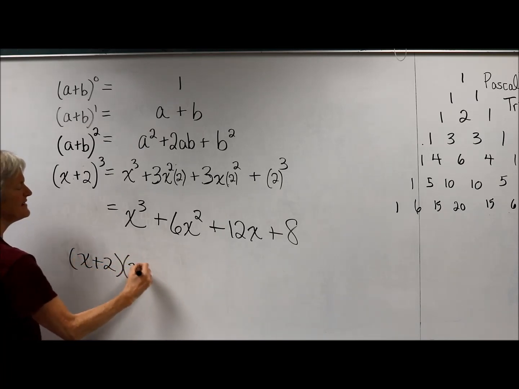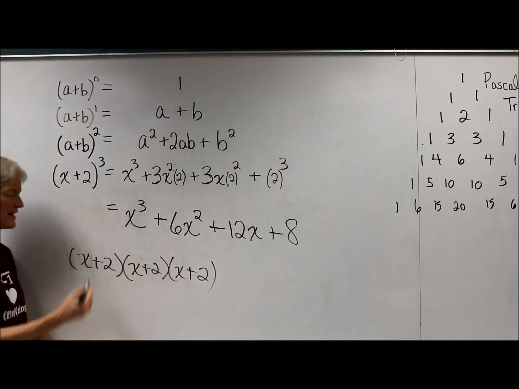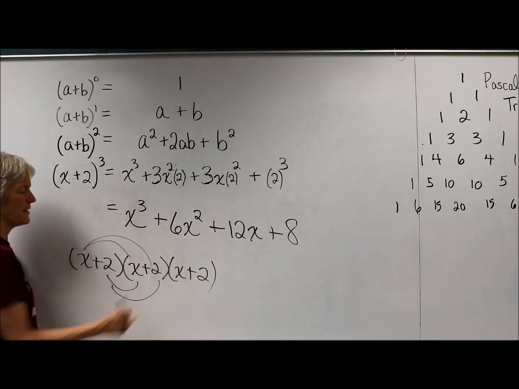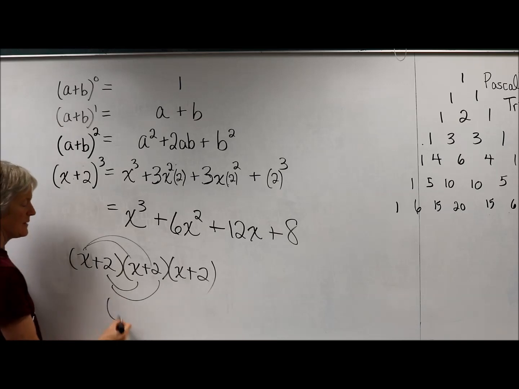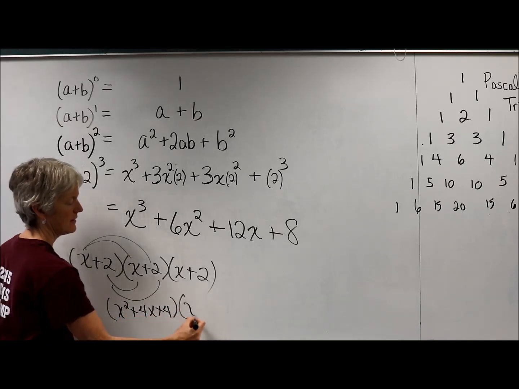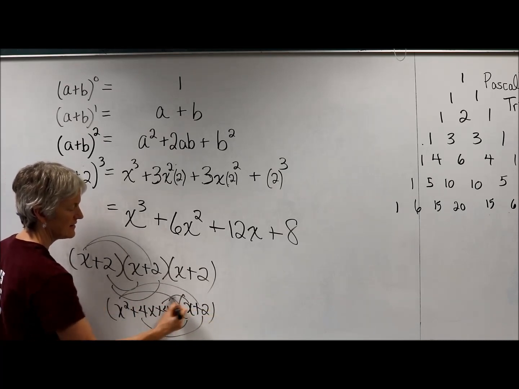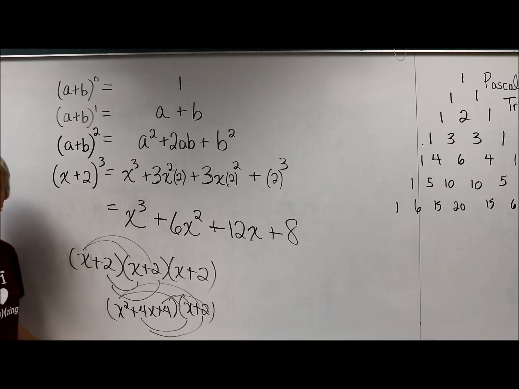I could have, if I didn't remember all these cool patterns and shortcuts, gotten that just by multiplying that out, getting my result, and doing all of that distribution. That would get me that too.